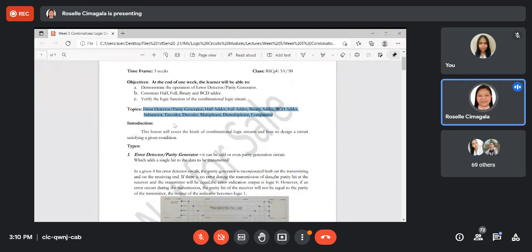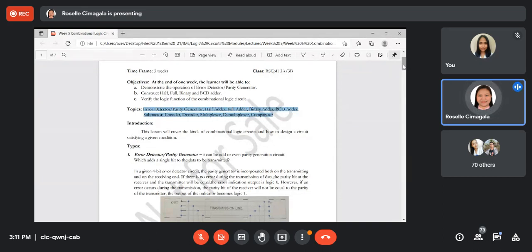For this resource, you'll be introduced to some basics on the parity generator circuit, the adder circuit, the half, the full, the binary, and BCD adder. And then the opposite of adder, which is the subtractor, encoder, decoder circuit, multiplexer, demultiplexer circuit, and the comparator. So there are many, but again, as I said, the very essence is you know how to create the inputs of those circuits as well as the outputs based on the behavior of those circuits being mentioned.